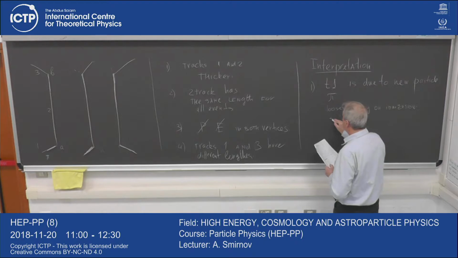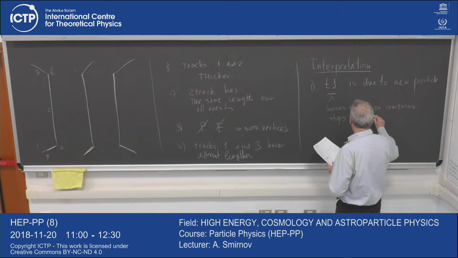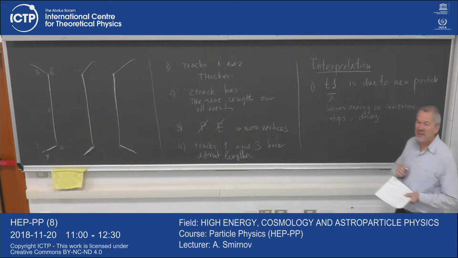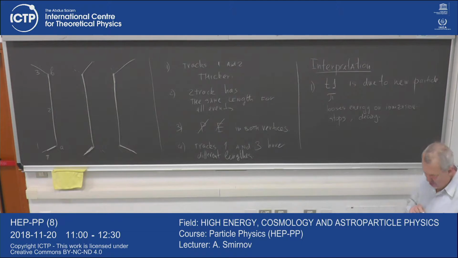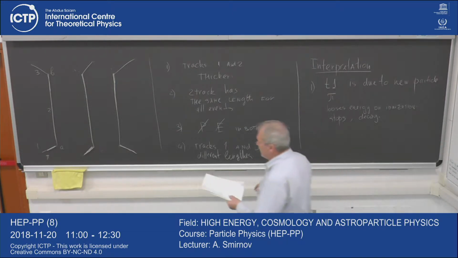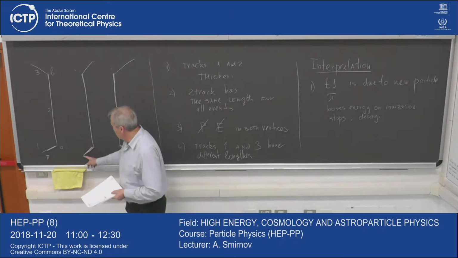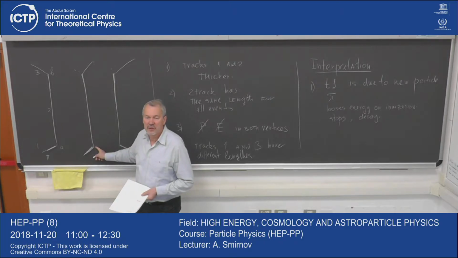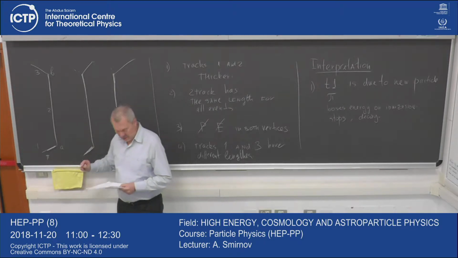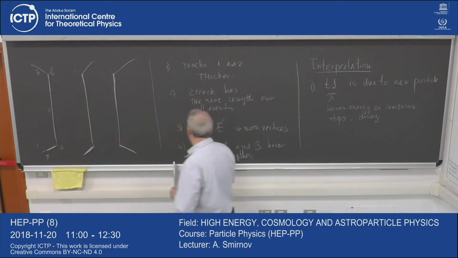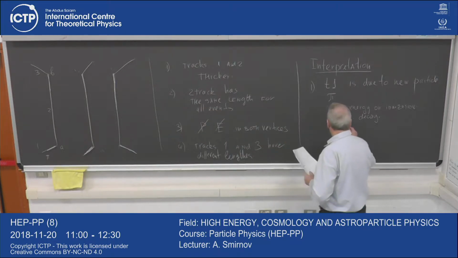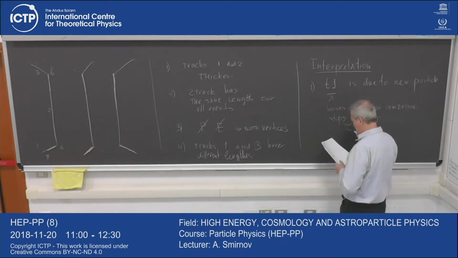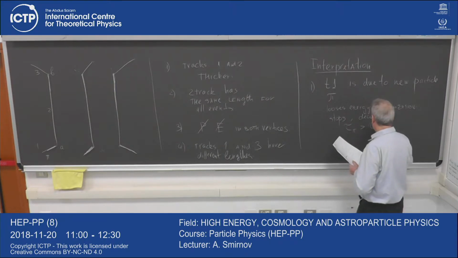Then it stops and then decays. So it decays at rest. This is important. And I have shown here, so it's not accidental, the track becomes wider, which is the signature of ionization energy loss. So for this, the decay time of this particle should be bigger than the time of energy loss.